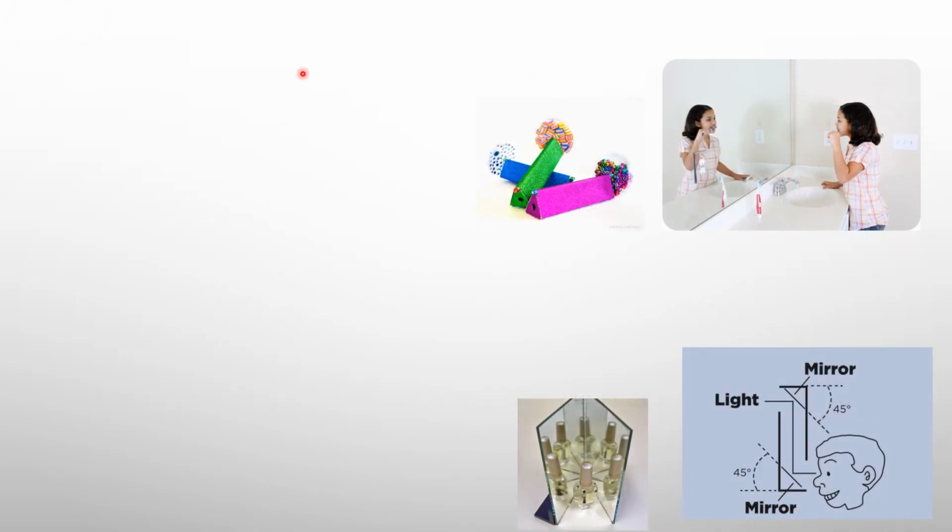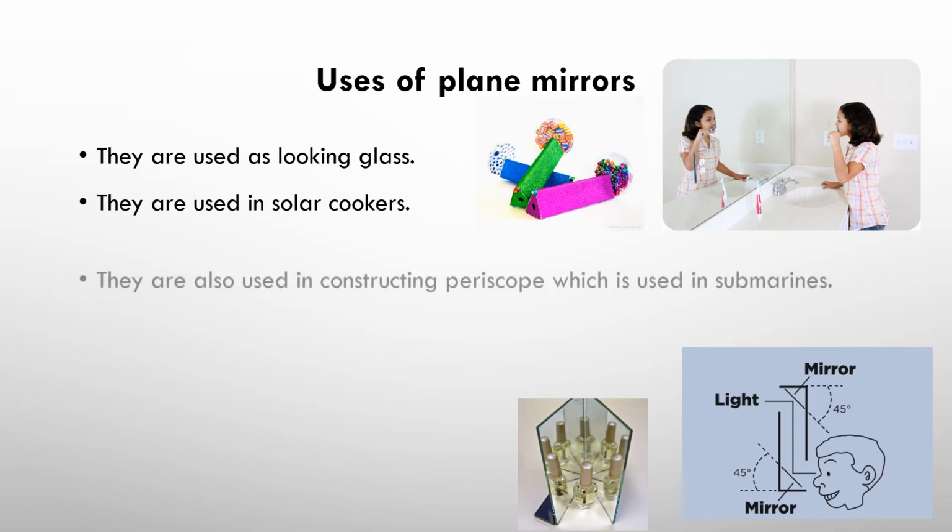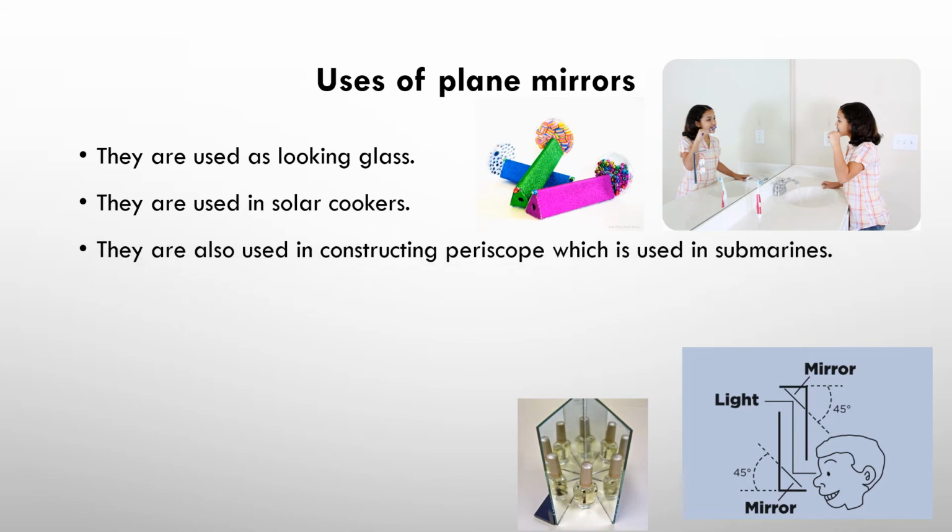Now let's see what are the uses of plane mirrors. So we are using plane mirrors in various activities of our day-to-day life. Few of them are, we are using them as looking glasses, and also we use plane mirrors in solar cookers to reflect the light, and also in constructing periscopes, which is used in submarines to observe the upper area.